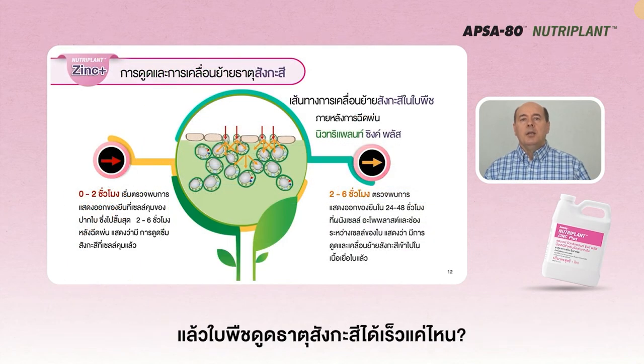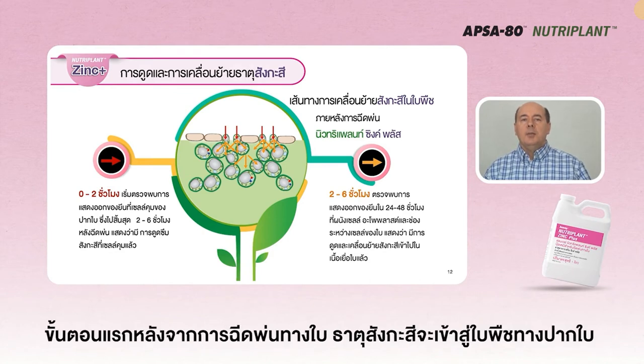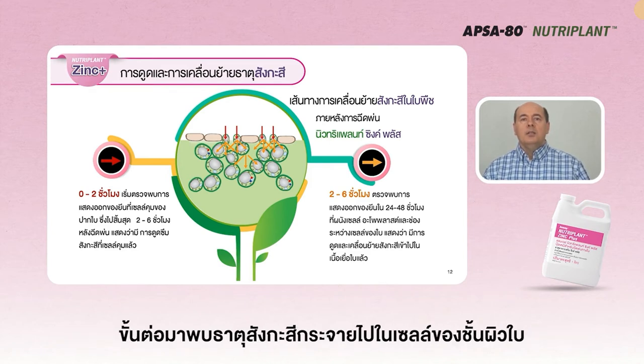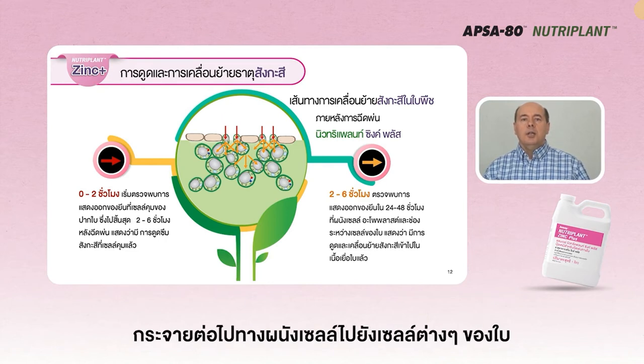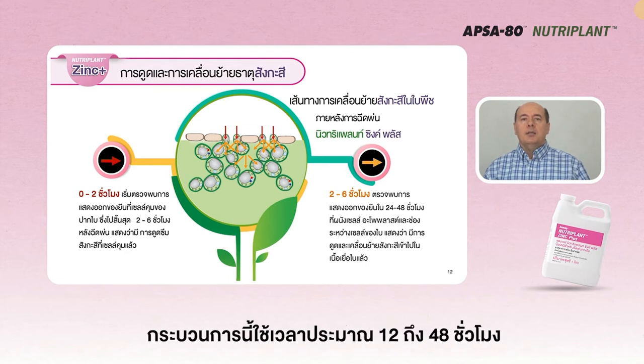Now, how much zinc can be absorbed in the plant? First, after the application, zinc is usually absorbed by the leaf stomata. We can detect the absorption of the zinc first in the guarding cells for up to 2 hours. After that, zinc is well distributed to other cells through the cell walls and utilized in the plant, and this process can last for about 24 to 48 hours.